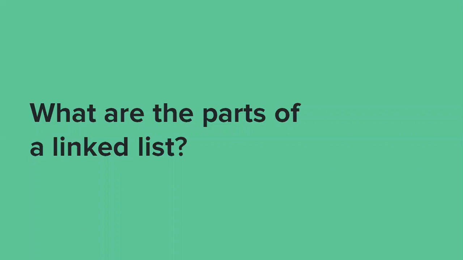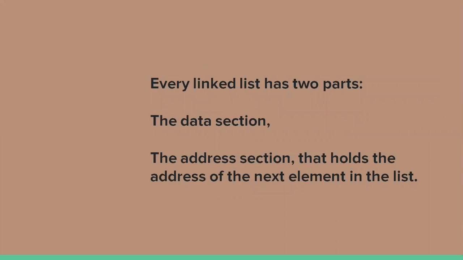What are the parts of a linked list? Whenever we think of a linked list, it has a number of nodes. And when we think of a singly linked list, every node has two parts. Every node in a linked list has two parts. One is the data section, and the second one is the address section that holds the address of the next element in the list.